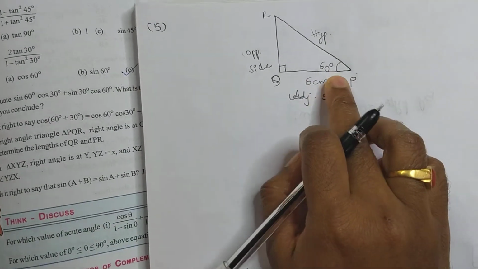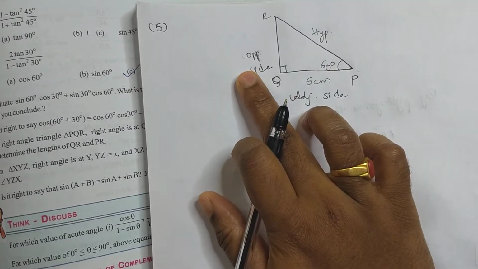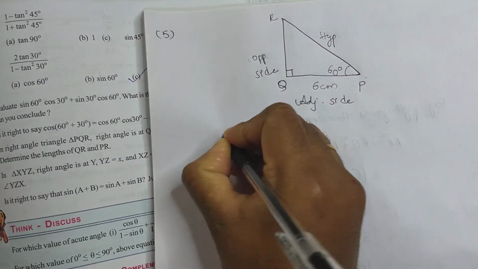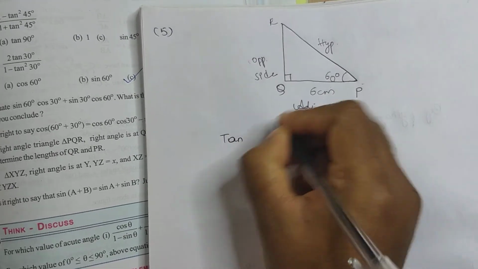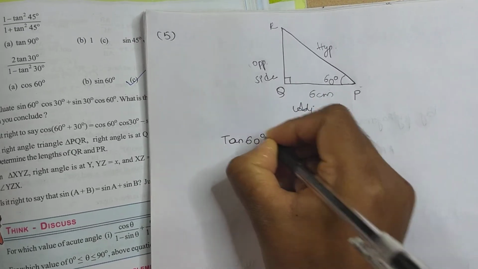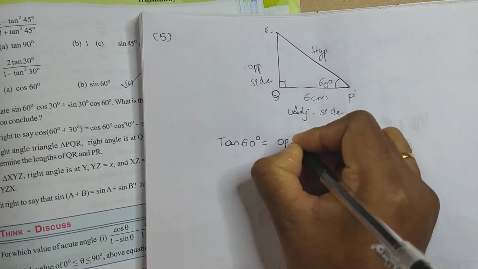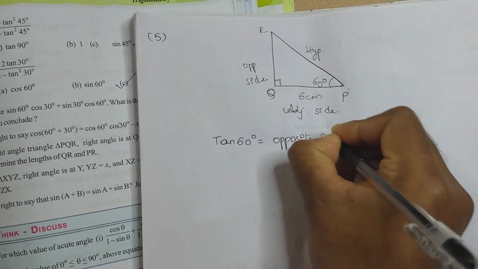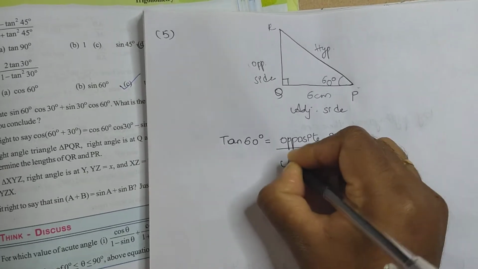See, the angle is 60 degrees. You have to find the opposite side and hypotenuse. So what will I do here is, I will just take the tan application for this angle. So tan 60 equals to, what is the formula for tan? It is opposite side by adjacent side.